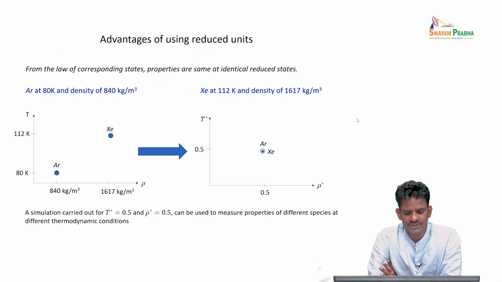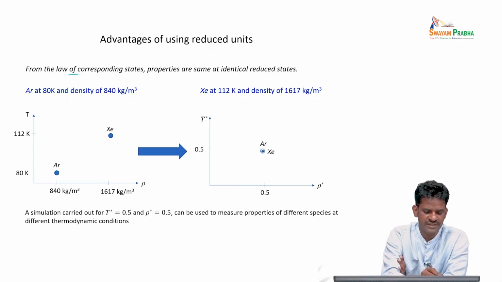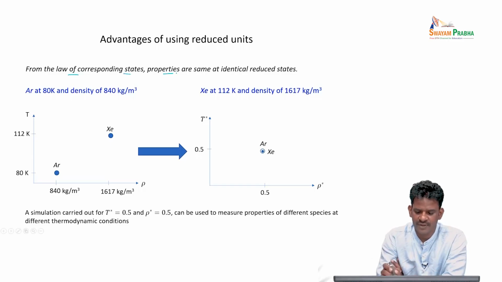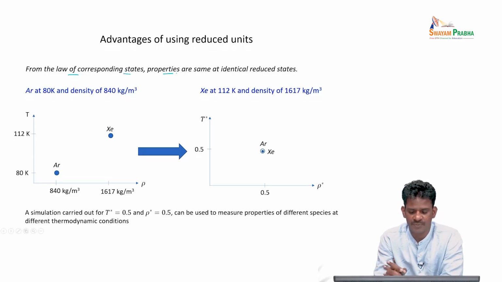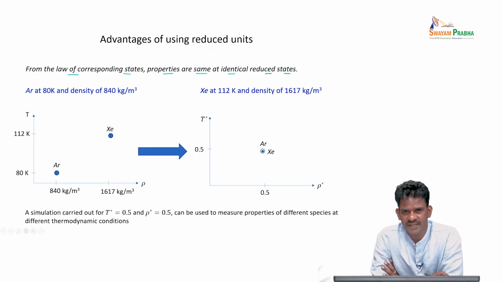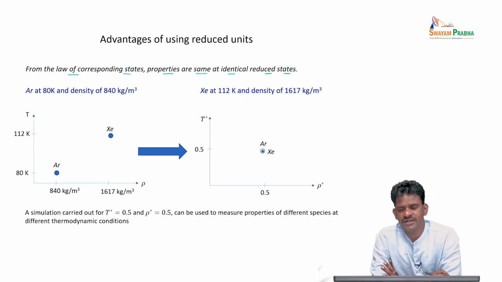So what are the uses of reduced units? So we again invoke that from the law of corresponding states, the properties which could be equilibrium properties or transport properties are basically the same at identical reduced states. So what do we mean by that? Let us consider two examples.